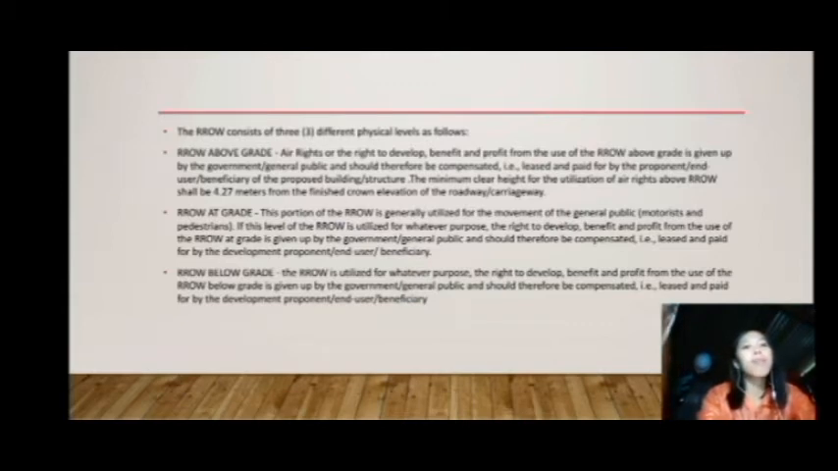If this level of the RROW is utilized for whatever purpose, the right to develop, benefit, and profit from the use of the RROW at grade is given up by the government and should therefore be compensated with the lease and paid for by the development proponent, end user, or beneficiary. For the RROW below grade, the RROW is utilized for whatever purpose. The right to develop, benefit, and profit from the use of the RROW below grade is given up by the government and general public, and should therefore be compensated.